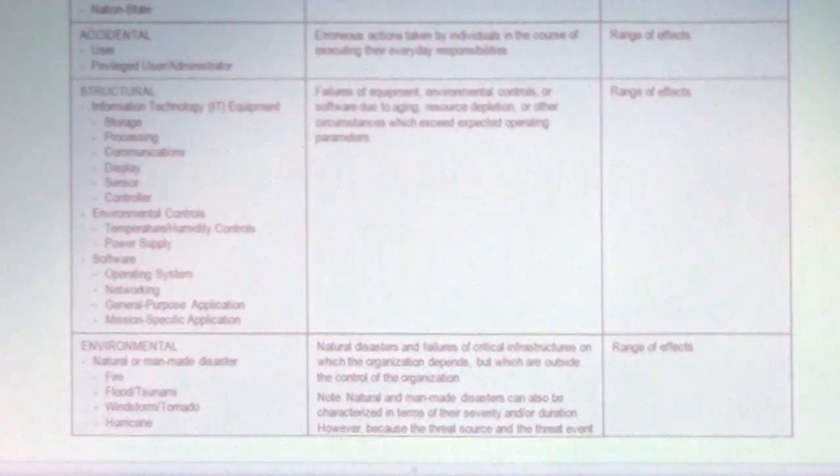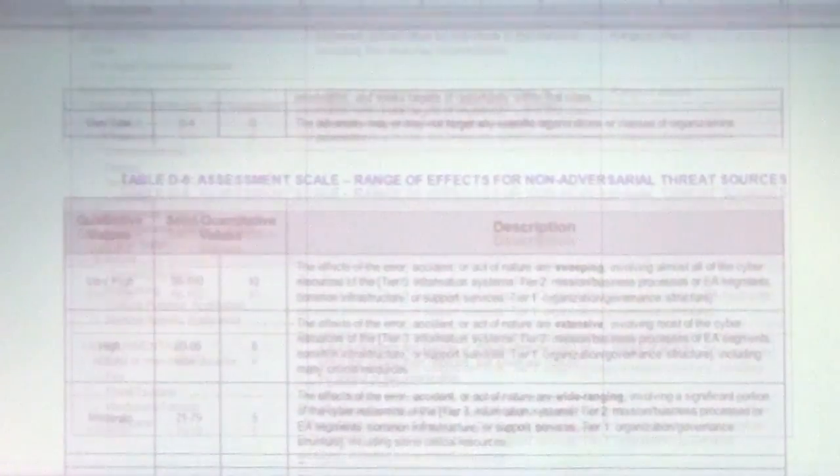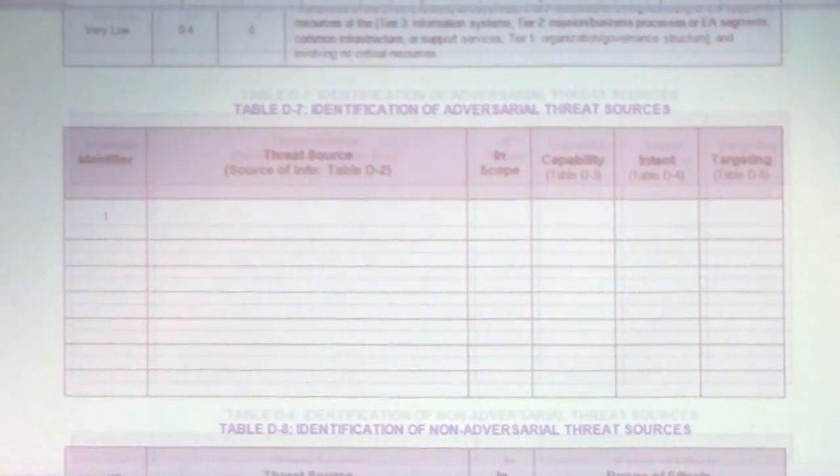Okay, so if we have our threat sources, then without further delay, we will try to come up with the threat events that those threat sources can cause. Let me go down here to table D7. So for our 2 adversarial threat sources, we want to enter them into table D7.